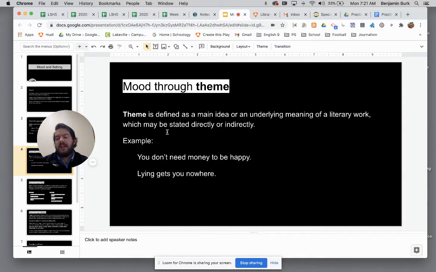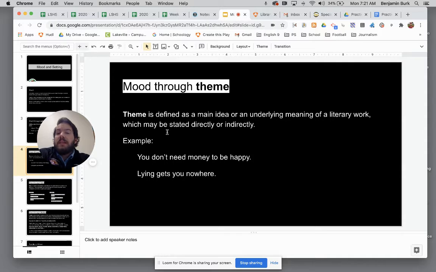Usually themes are stated as kind of like sentences that are truths about the world that the author is trying to share. For instance, when we just read the necklace story, some of the themes are you don't need money to be happy, or lying gets you nowhere in life. Always be honest, right? You can make inferences that the author was trying to say that.